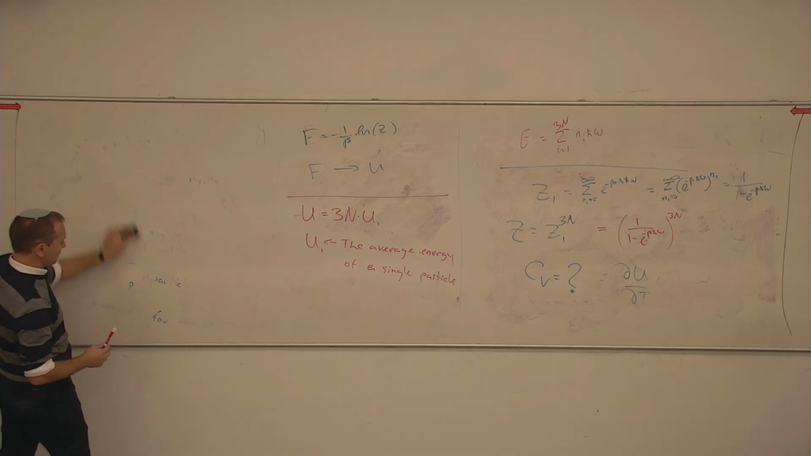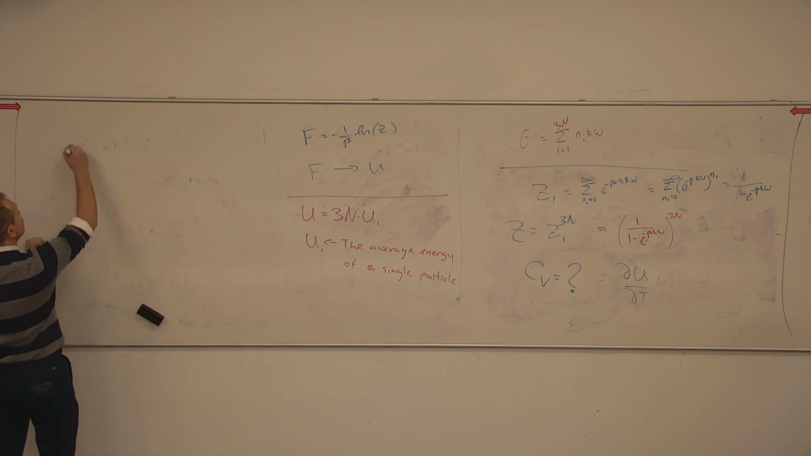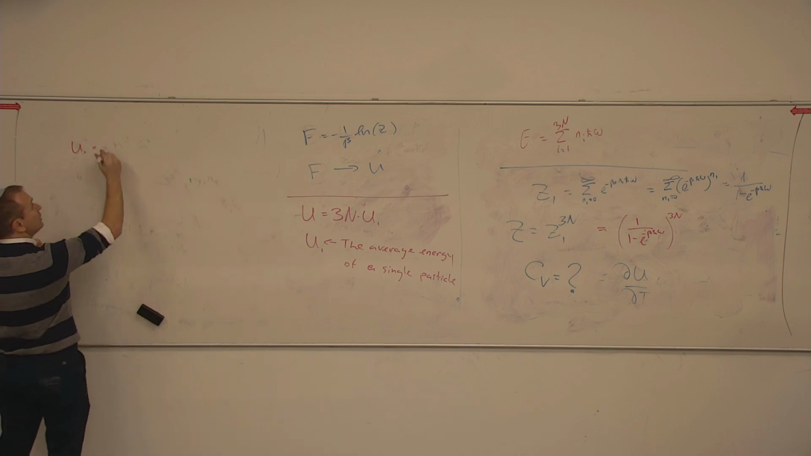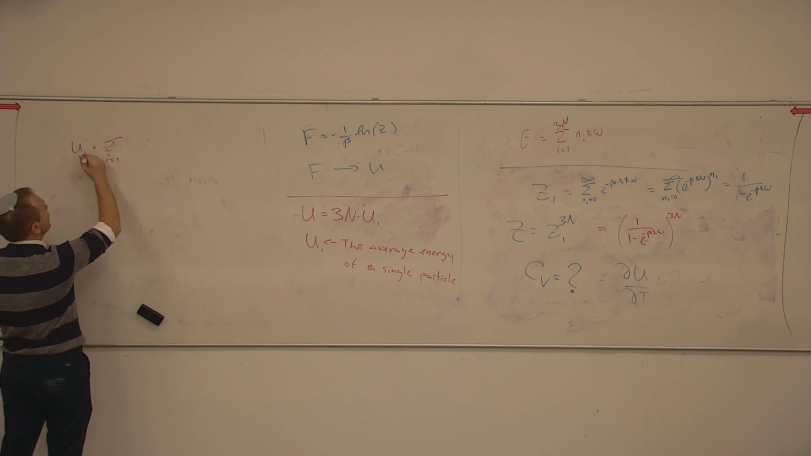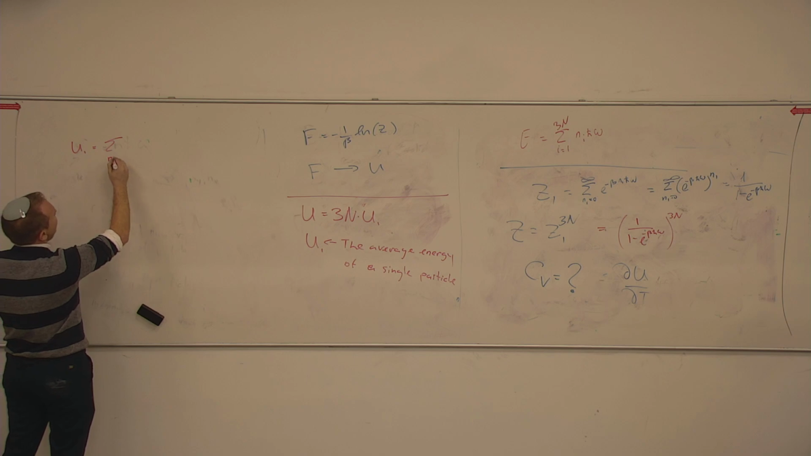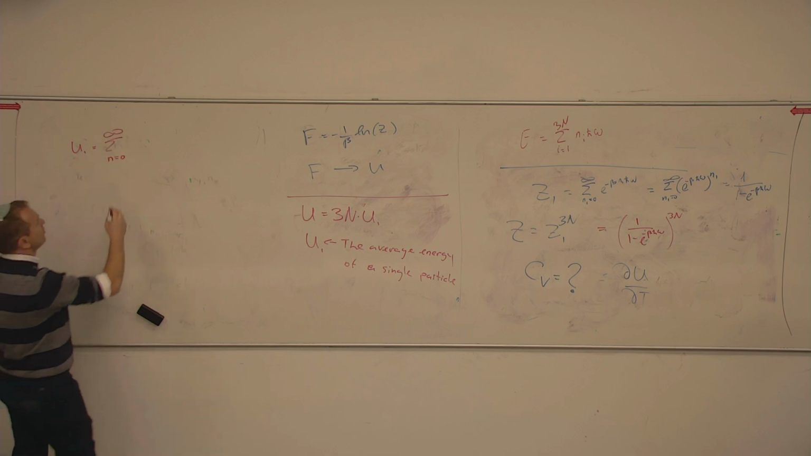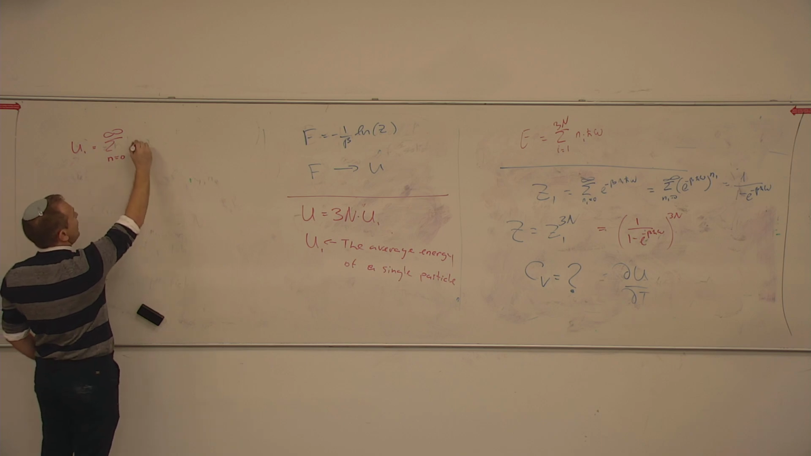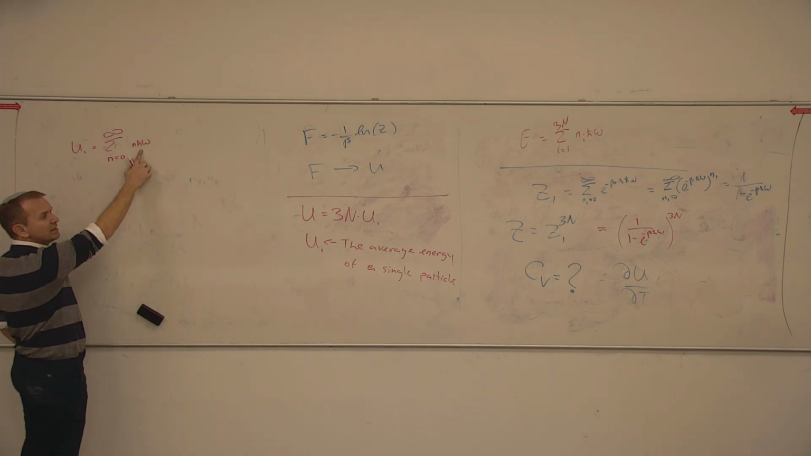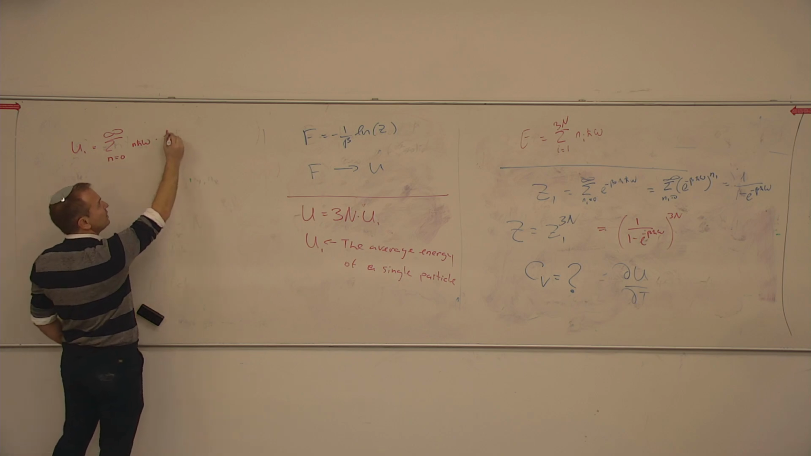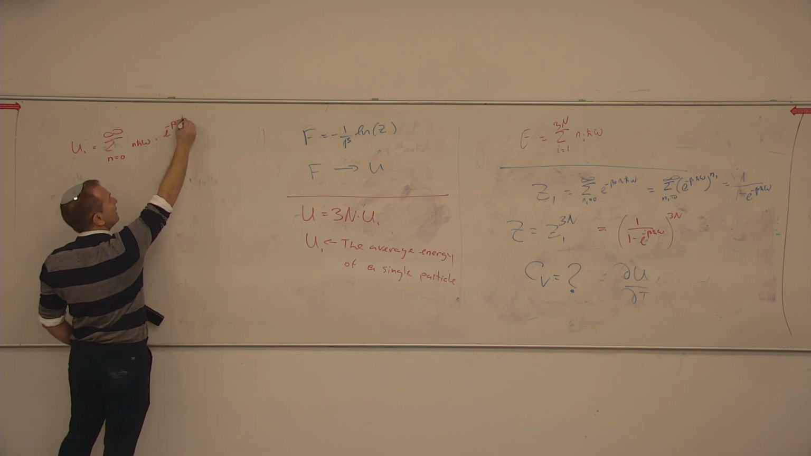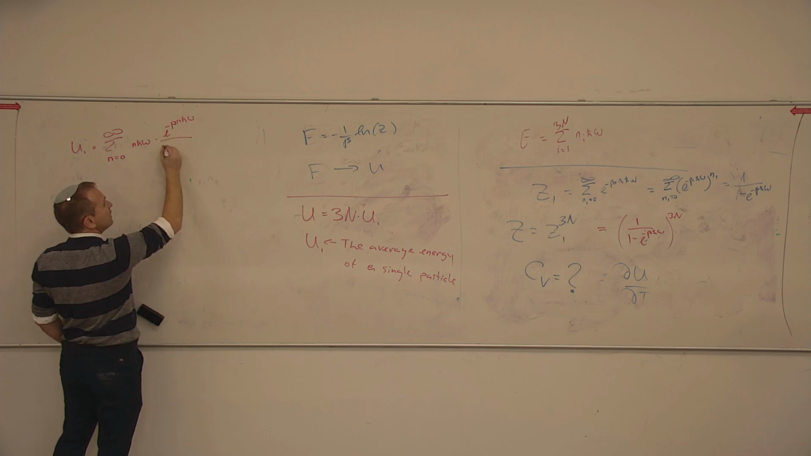This is easy because, well, U1 is a sum. I goes from 1 to U1. So it is the sum over n from 0 to infinity. Here we have n h bar omega, so these are the possible energies that the particles can have, multiplied by e to the power minus beta n h bar omega divided by z1.